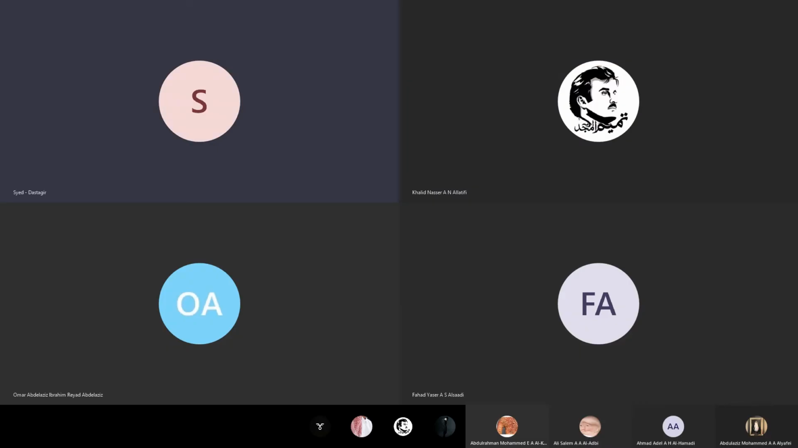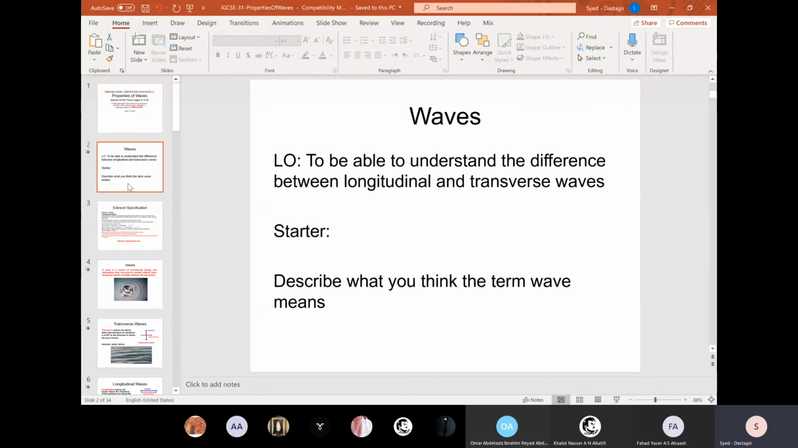So, properties of waves. We did this yesterday. We need to understand the differences between longitudinal and transverse waves. Let's ask someone. Let's ask Nasser. Could you explain to us the difference between longitudinal waves and transverse waves, please?